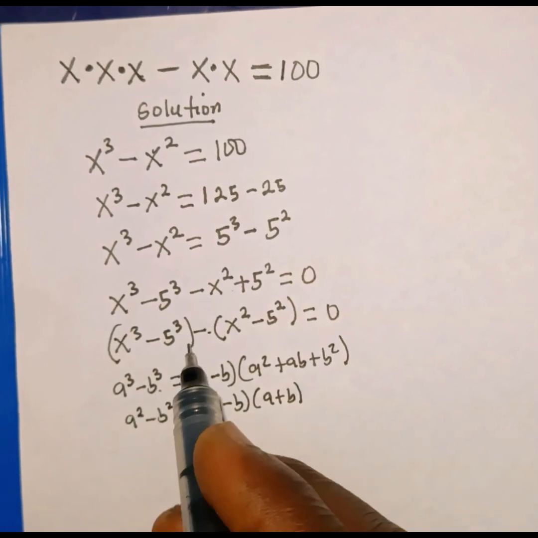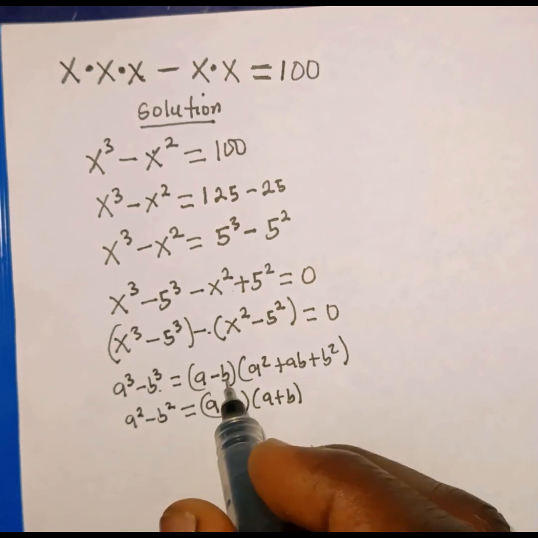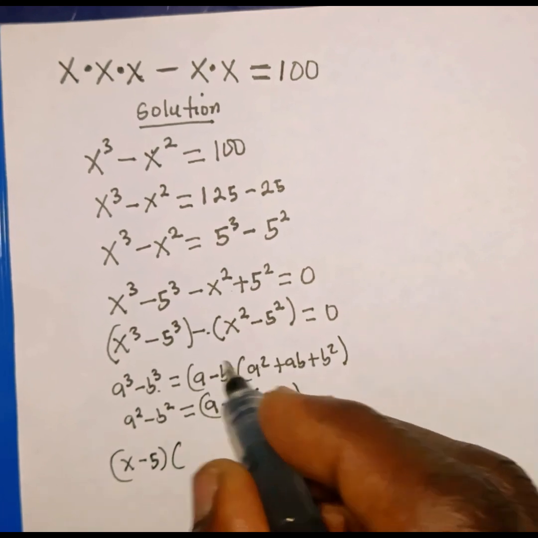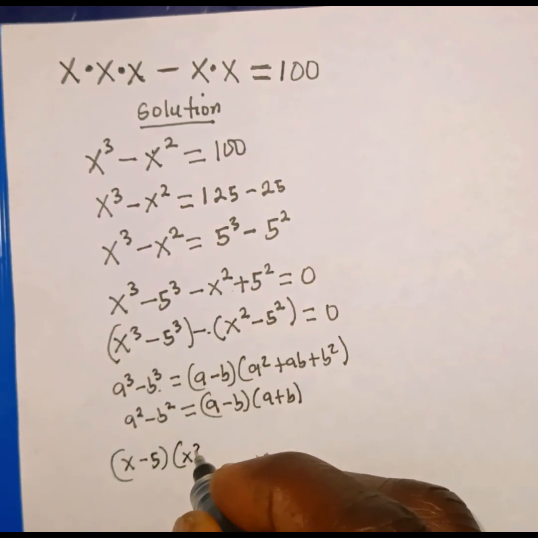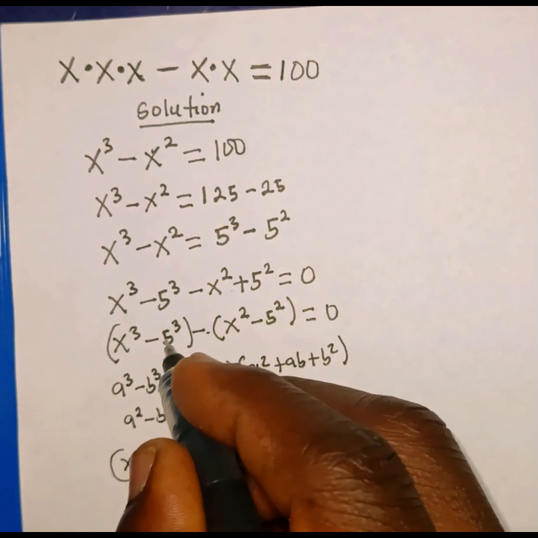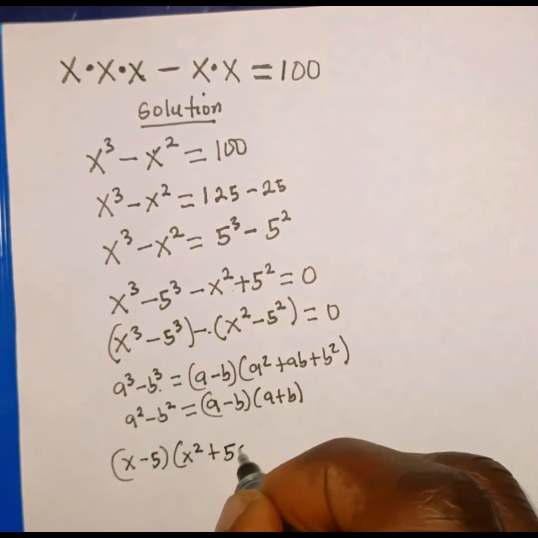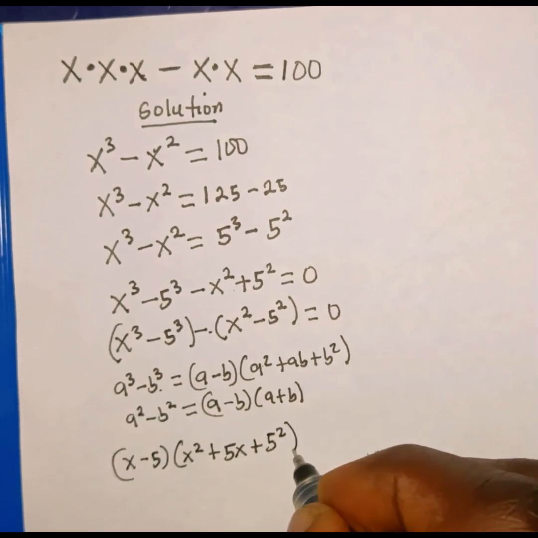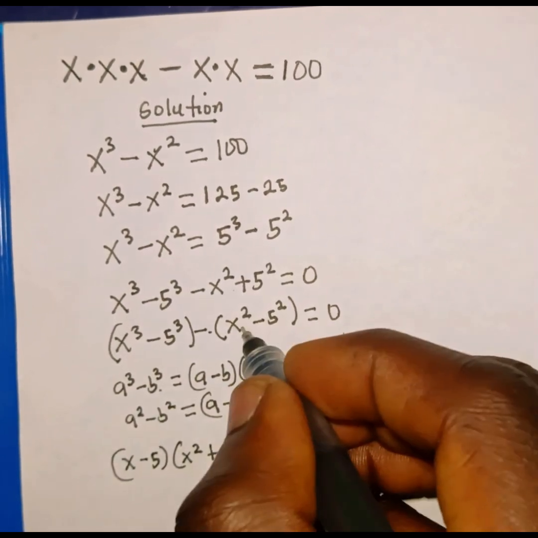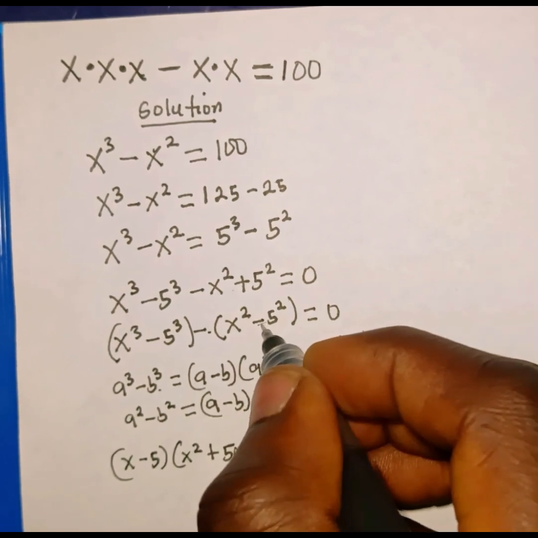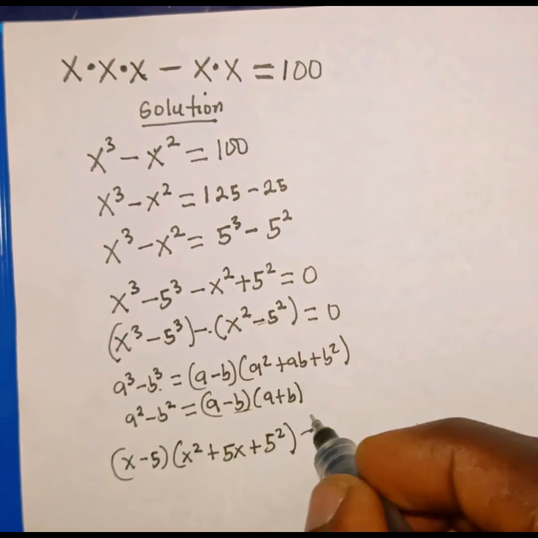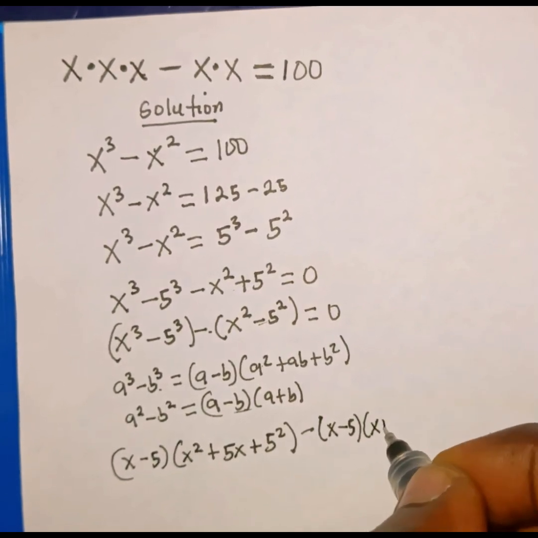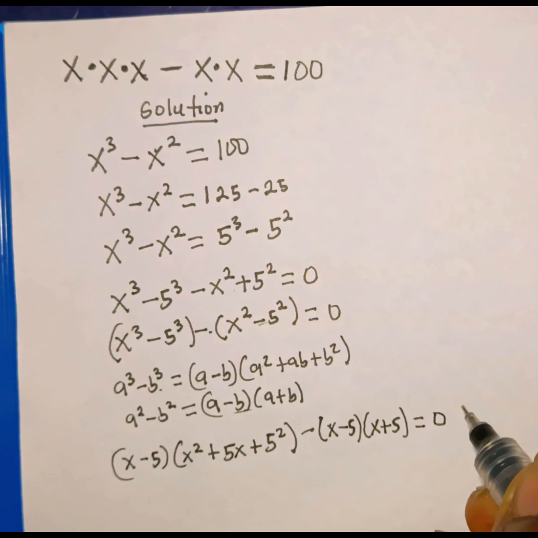So this is in the form of this. Now to convert into this form, we are going to have a minus b is going to be what? x minus 5, then multiply by what? a squared. Our a is x, so it is going to be x squared, plus ab is going to be 5 and x, which is 5x, then plus b squared is going to be 5 squared. Now minus, we're going to apply the second property to this difference of two squares. In the form of this is going to be what? x minus 5, then x plus 5. So everything will be equal to 0.